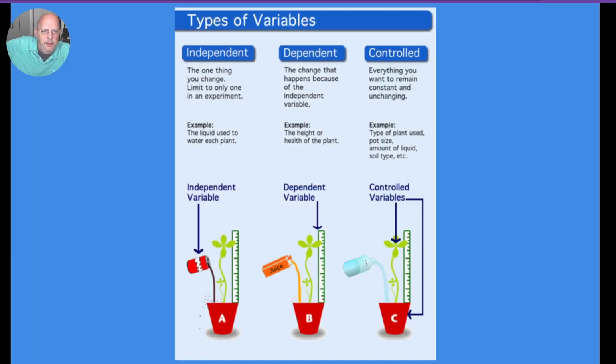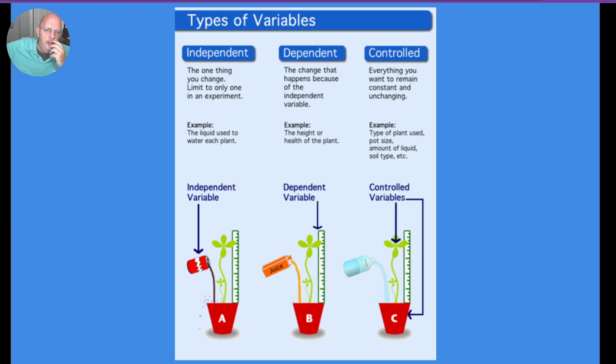Here's another example. The independent variable is the type of liquid I use to water a plant. I want to see if these 5 different liquids make a difference in how much my plant grows. So I'm going to take the first plant and feed it Dr. Pepper. The second plant I'm going to give milk. The third plant I'm going to give water. And the fourth plant I'm going to give water with Miracle-Gro. Those are all my independent variables.